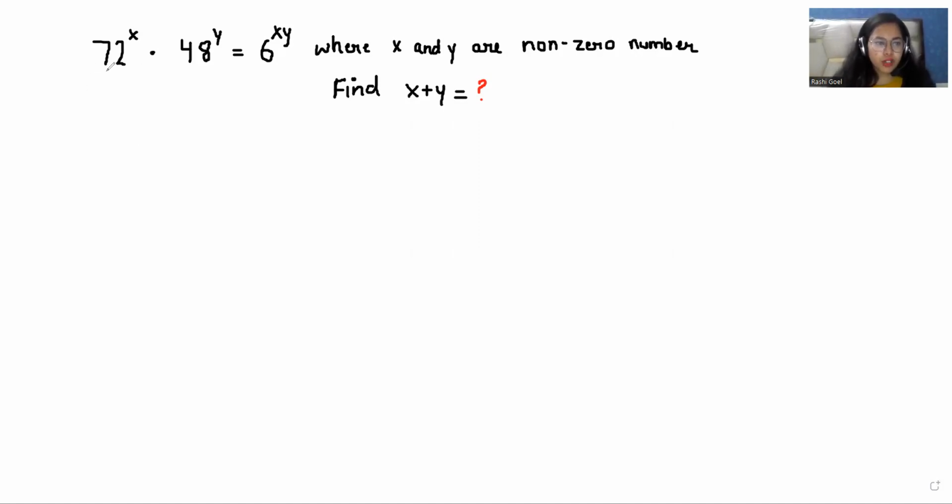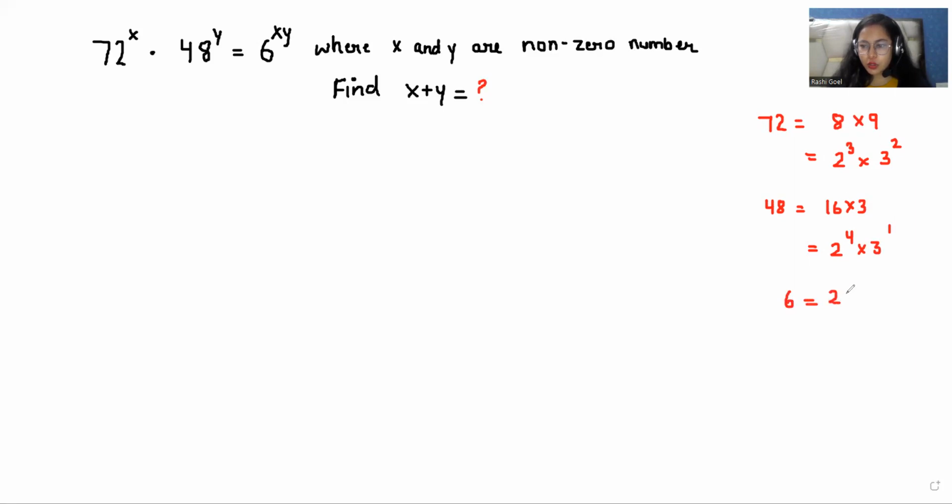So first I'm going to convert 72 in terms of 2 and 3. So 72 we can write as 8 times 9, where 8 is 2 power 3 and 9 is 3 power 2. Similarly, 48 we can write as 16 times 3. 16 we can write as 2 power 4, so 48 is 2 power 4 times 3 power 1. Now 6 we can write as 2 times 3. Now I am going to replace 72 with 2 power 3 times 3 power 2, and 48 with 2 power 4 times 3 power 1, and 6 with 2 times 3.